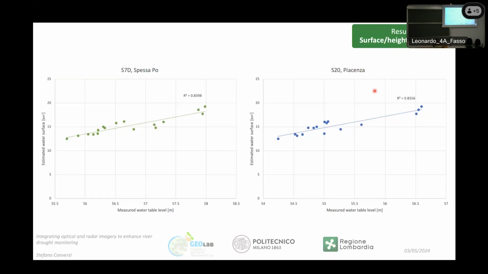So here we have the attempt at correlation between the water surface extent estimation and the measured water level. As I said before, it was important for us to understand if we can find a sort of pattern that confirmed that the behavior of water extent is also paired with the information on water level, and indeed it is, because we found an R-square of 0.84 for both of the sections that we were studying.